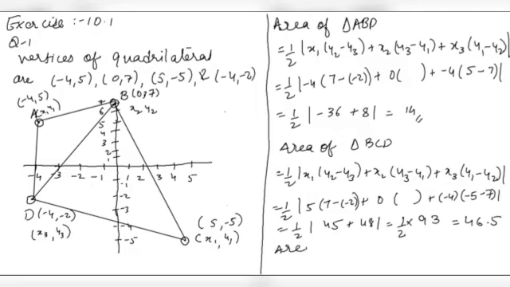So the area of quadrilateral ABCD is the area of triangle ABD plus the area of triangle BCD. So 60.5 square units. This is the area of quadrilateral ABCD.